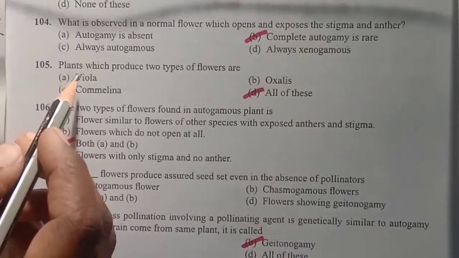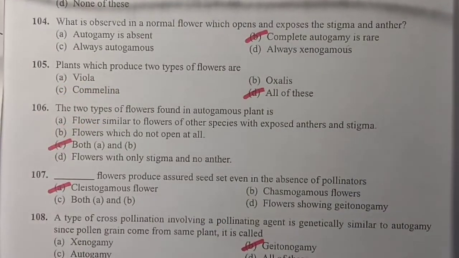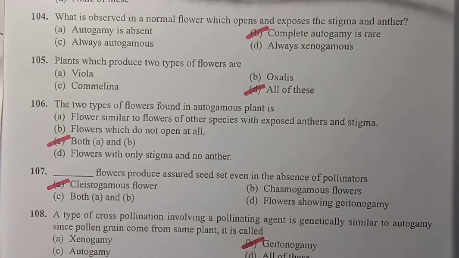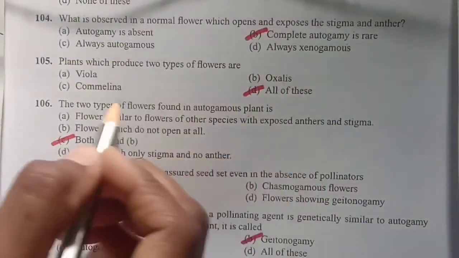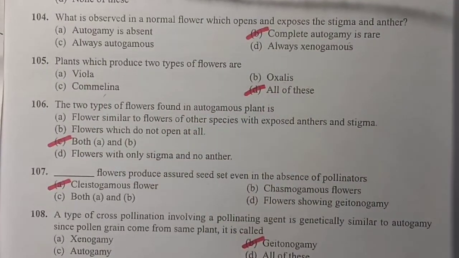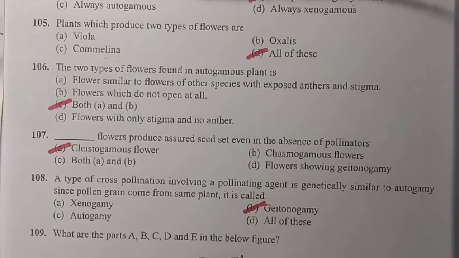And next question, plants which produce two types of flowers are. You know the two types of flowers are cleistogamous flowers and chasmogamous flowers. Cleistogamous flowers are called closed flowers and chasmogamous flowers are called open flowers. So these two types of flowers can be seen in viola, in oxalis and even in commelina, which produce two different types of flowers.